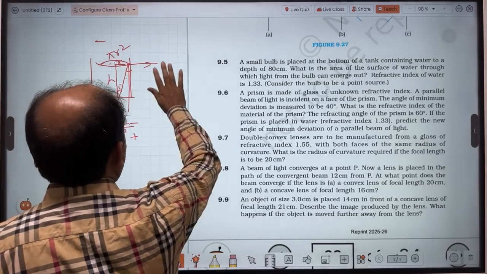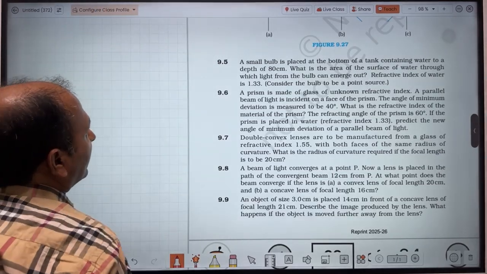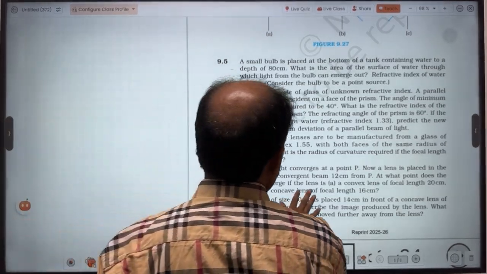So you can do it. This is a very important question for your exam, and you can easily do it. Now let's see the next question.